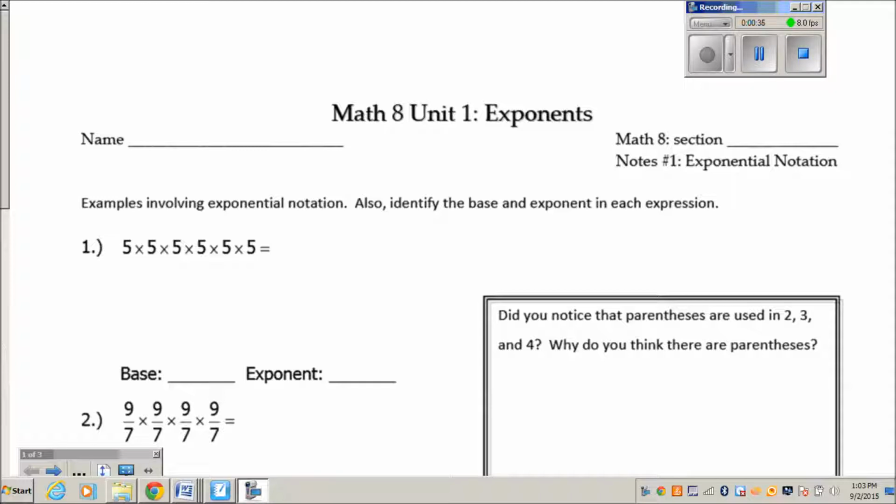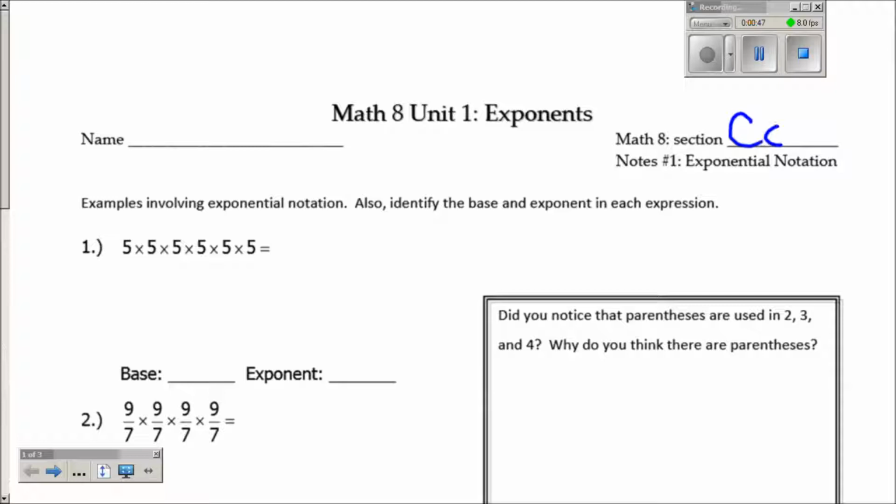So please fill in your name at the top of your packet and your section color, whether you are red, orange, or yellow. So right up here at the top, you should have your section color.